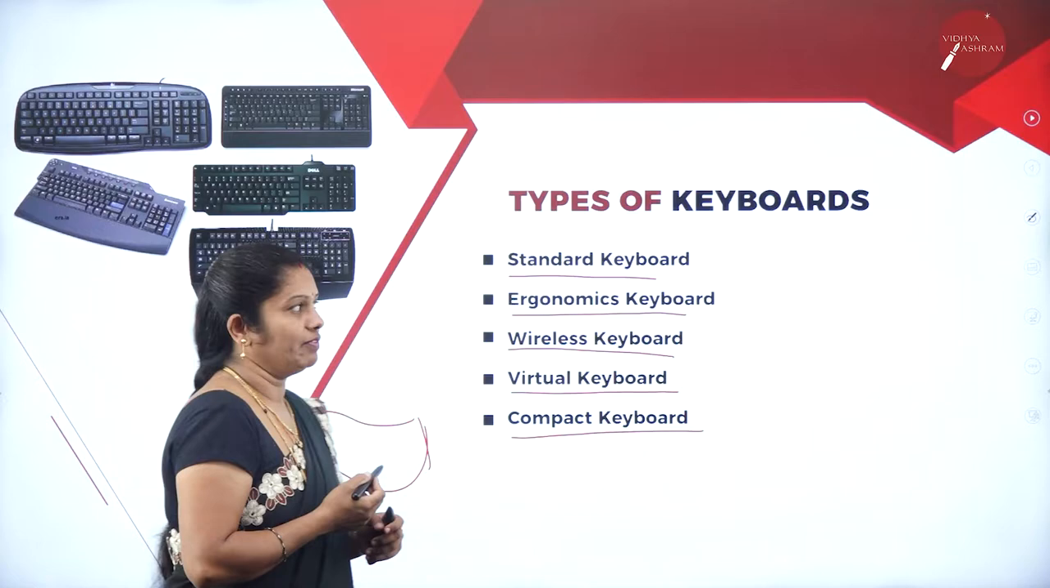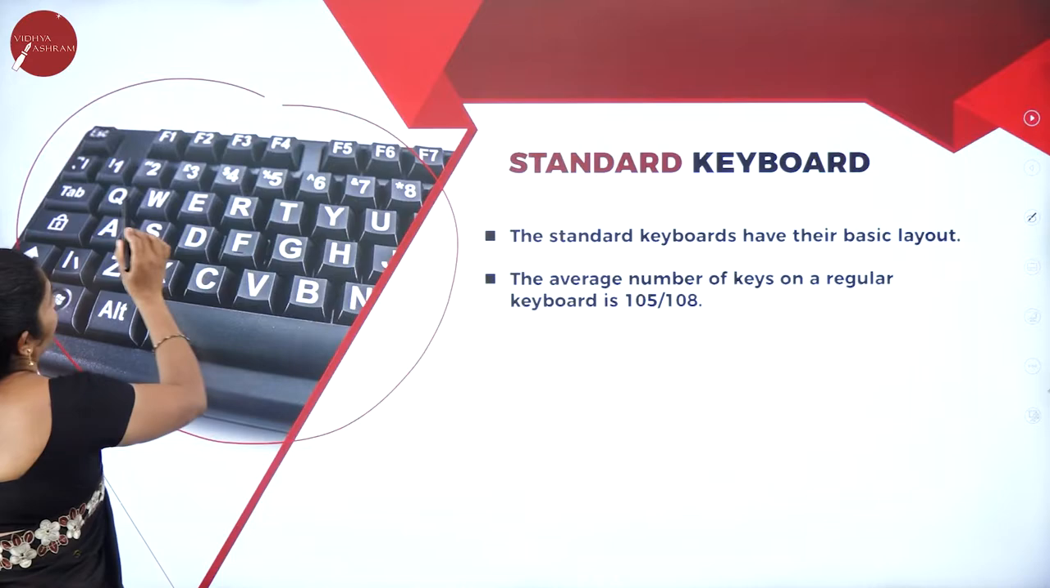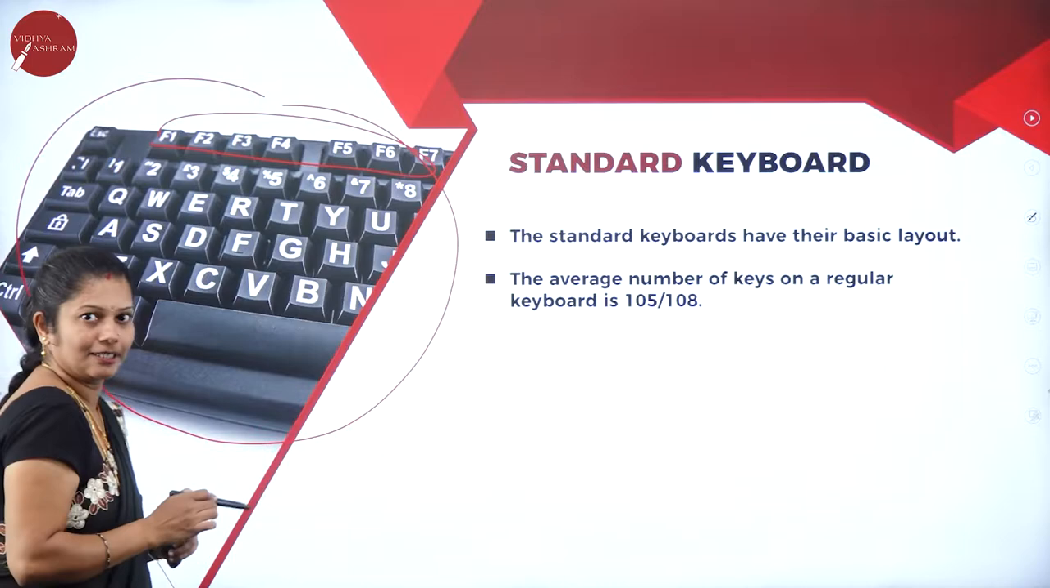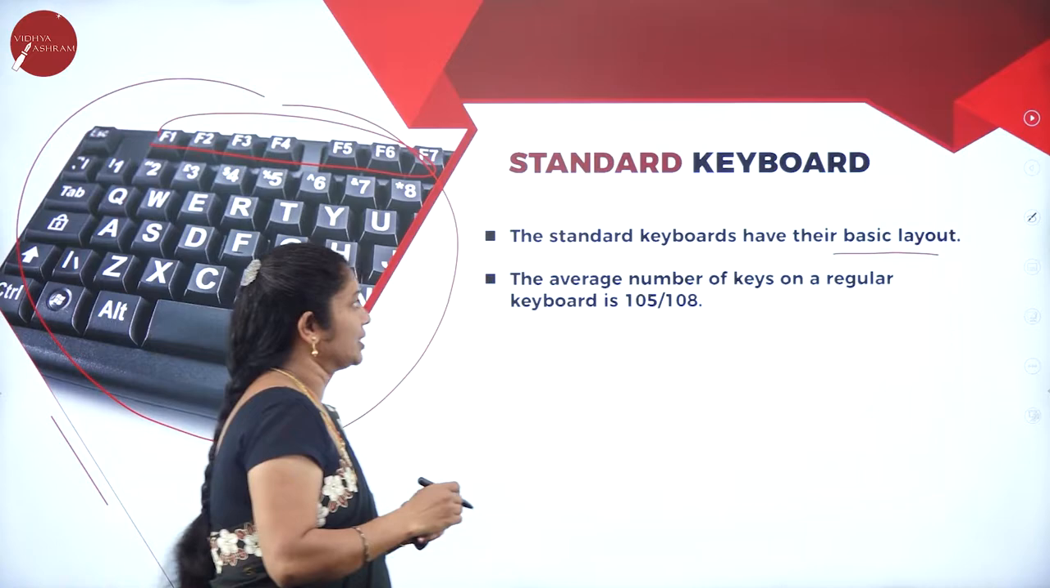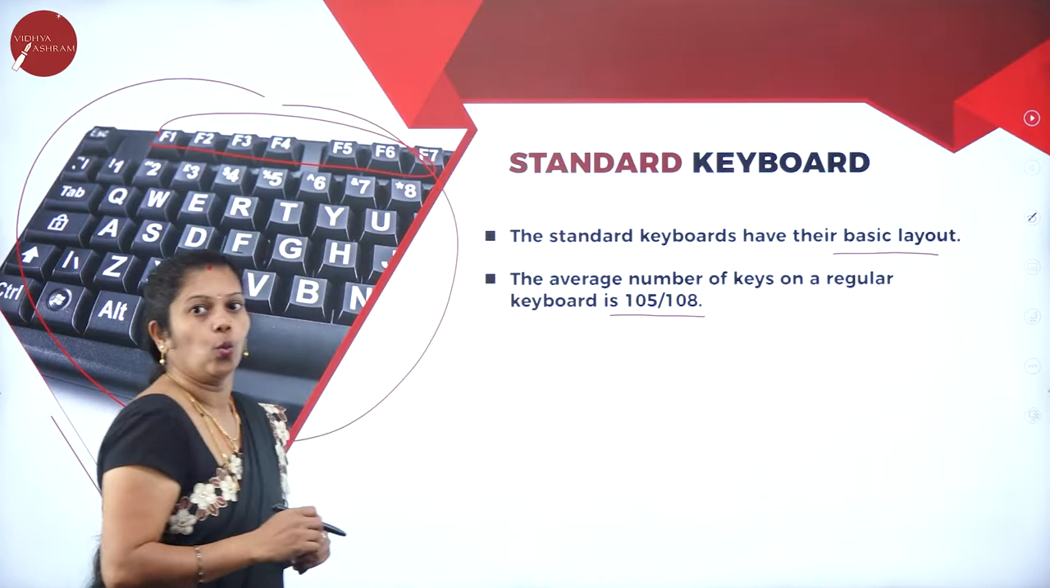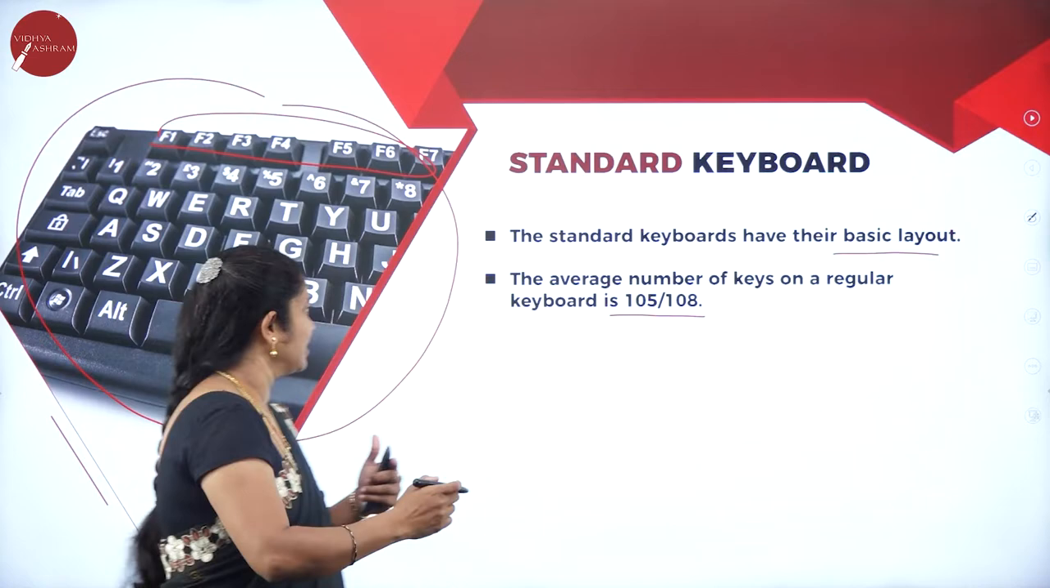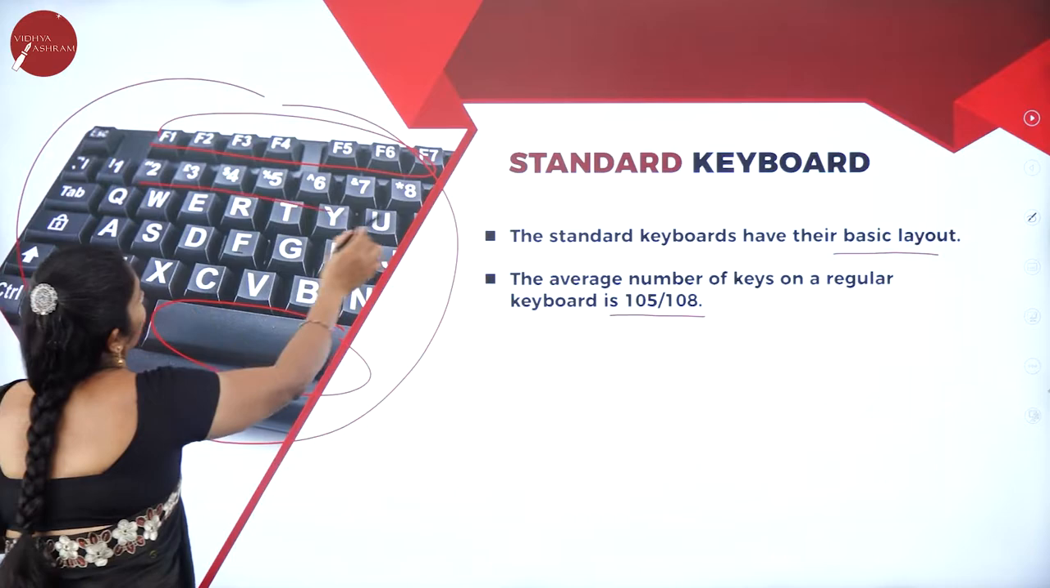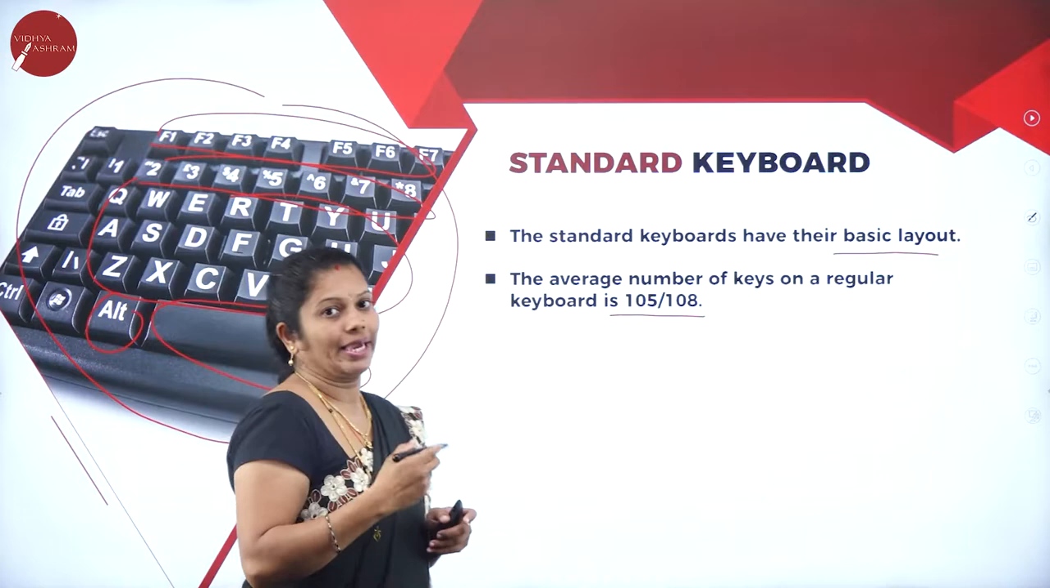Now, one by one, we'll explain. The first one is the standard keyboard. This is the standard keyboard. Here, if you observe, they have alphabets, numbers, as well as functional keys. The standard keyboard has a basic layout. The average number of keys on a regular keyboard is 105 to 108 keys. Here we have functional keys, arrow keys, space keys. This is the space bar. And here, alt, command, like that. These are the number keys and these are the alphabet keys. Like that, there are certain types of keys under this standard keyboard.